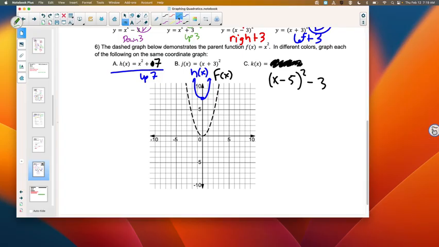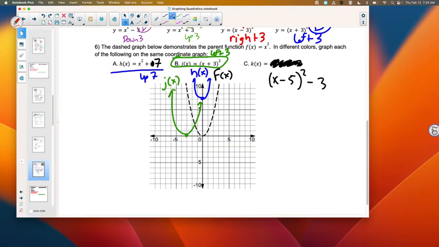Then we're going to do B. Okay, x plus 3 squared. That means the plus 3 right there means left 3. So go left 3. It's right there. And now draw on your parabola. And that'd be j of x.